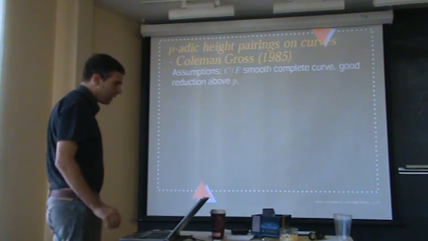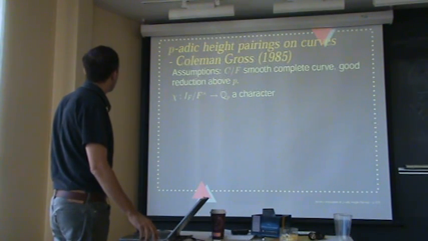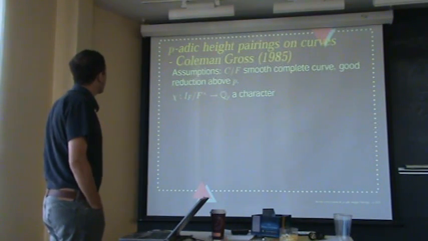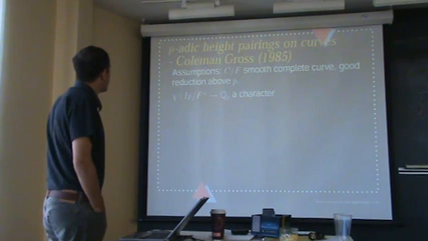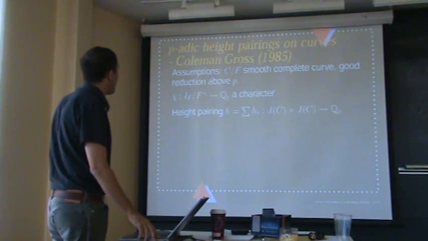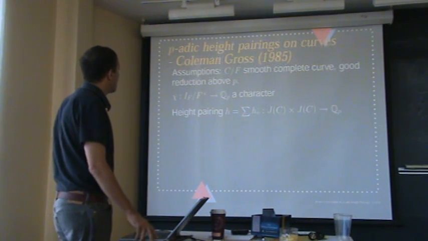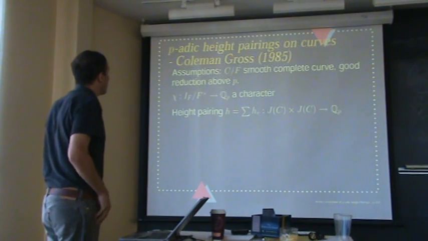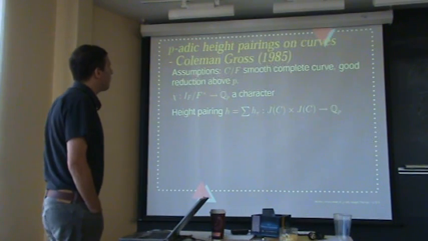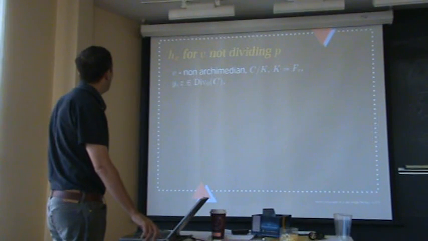C over F, smooth, complete, with good reduction above p. Now, here's some additional data: you need an idele class character. So I_F are the ideles of F, and you take a continuous character of I_F mod F star into Q_p. Now the height pairing is a sum of local height pairings. What will happen is that the local height pairings are just defined on divisors, and the sum of all of them actually factors through the Jacobian. We'll see how that happens.